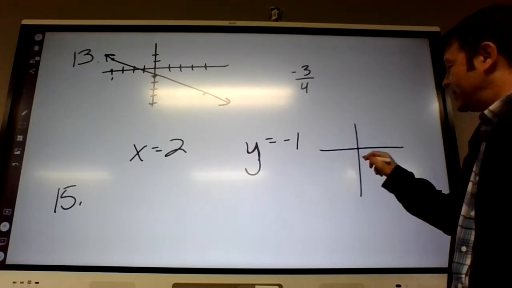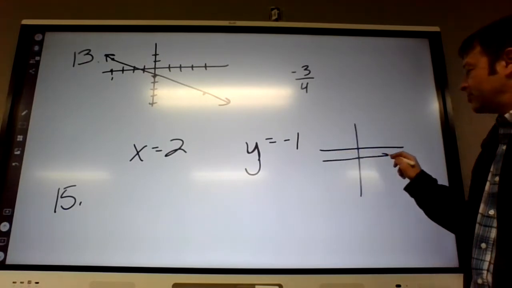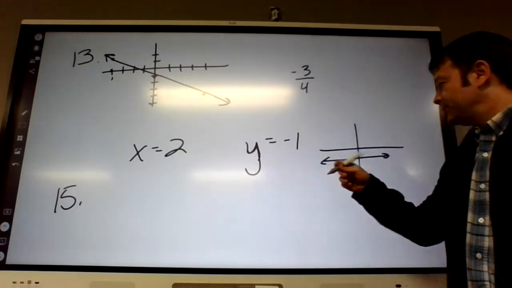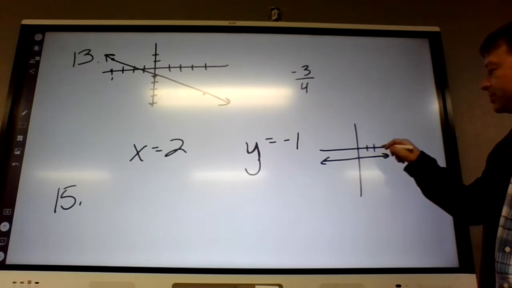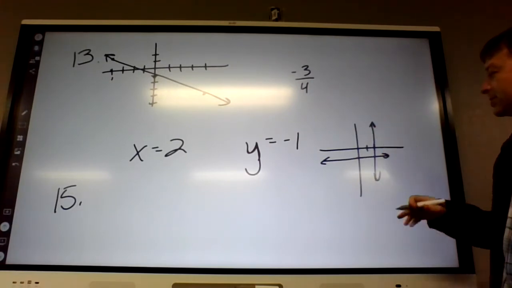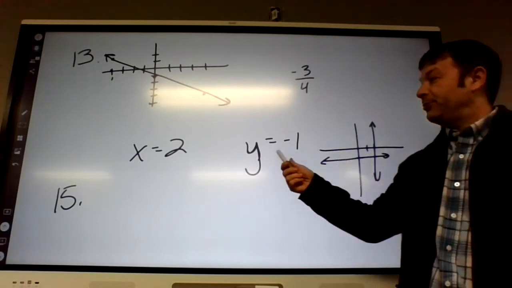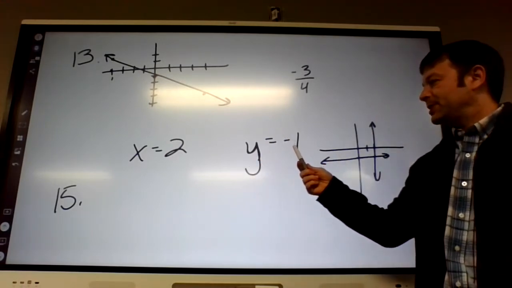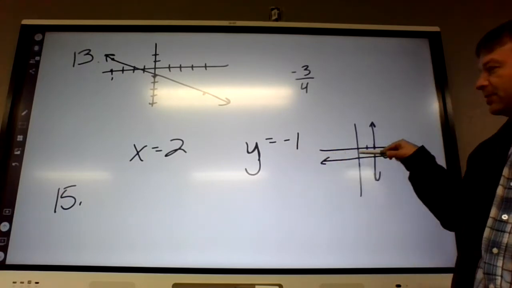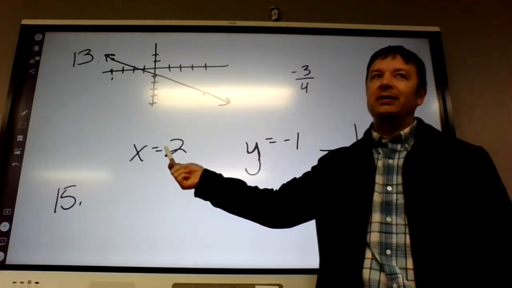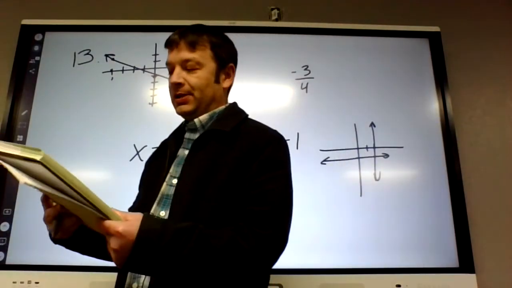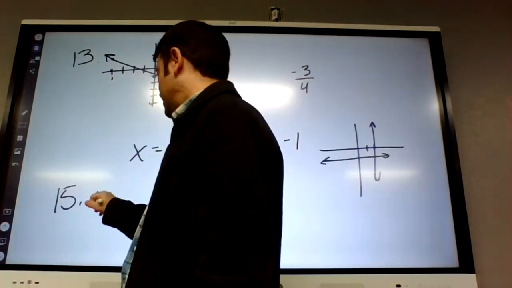Yes, you go down to negative 1 on the y-axis and draw a horizontal line. And then x equals 2, you would go to 2 on the x-axis and draw a vertical line. These are the two weird cases. What's the slope of the horizontal line? 0. What's the slope of the vertical line? No slope, undefined slope. So on 15, x equals 4, undefined.